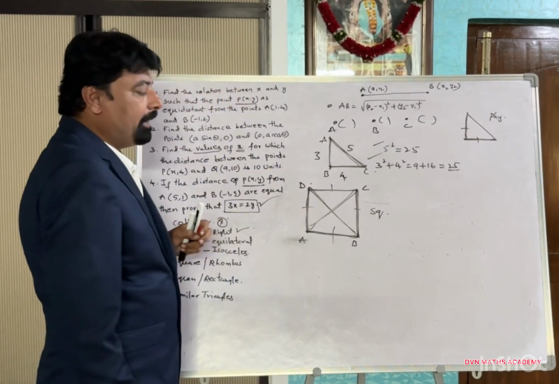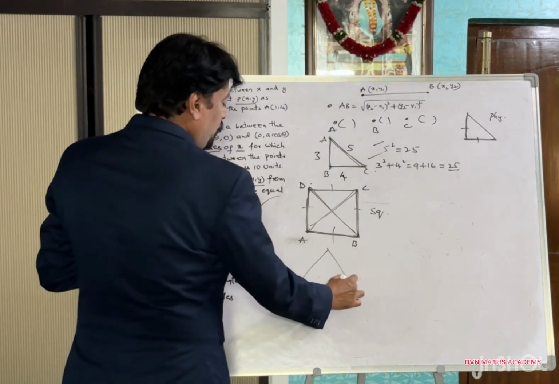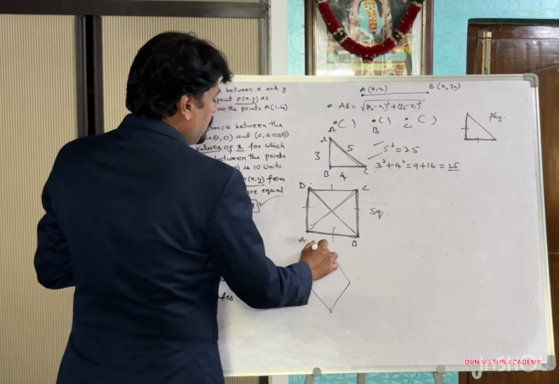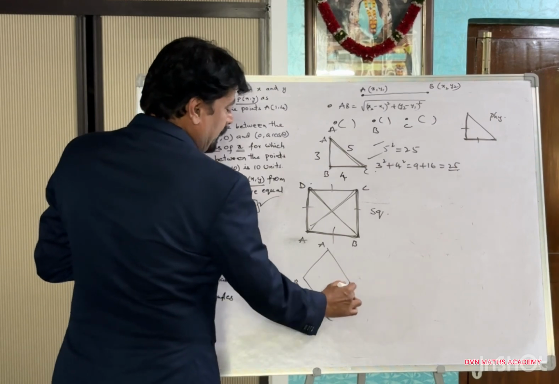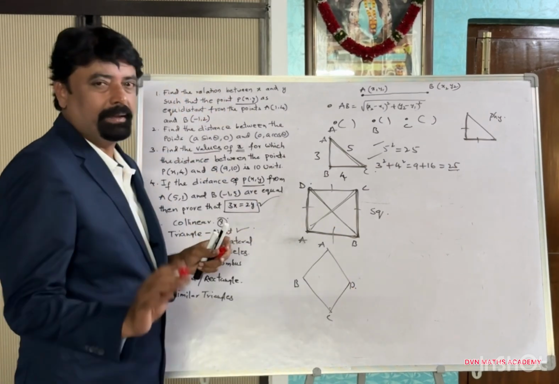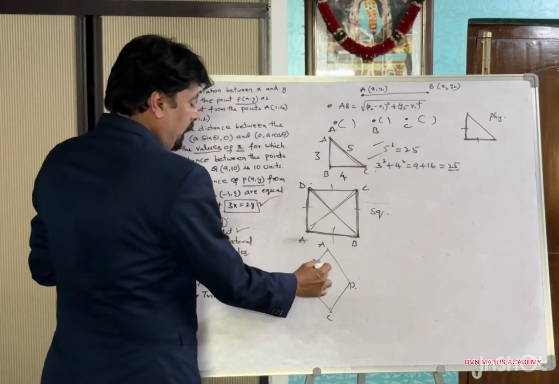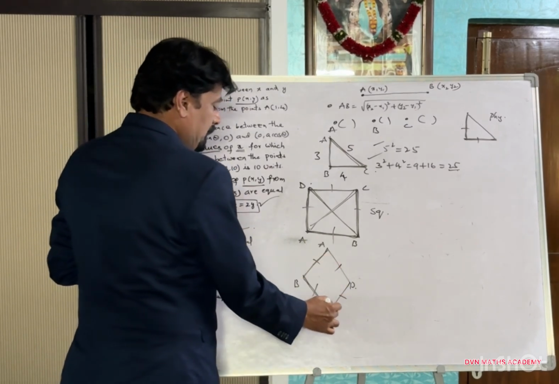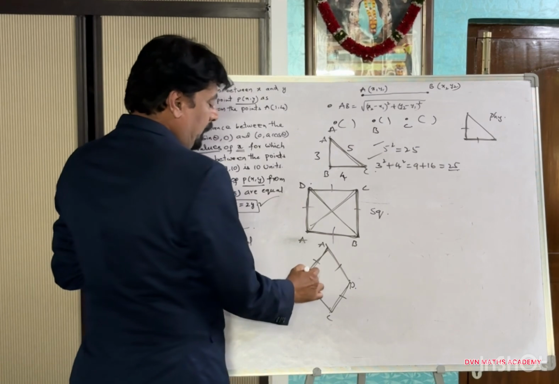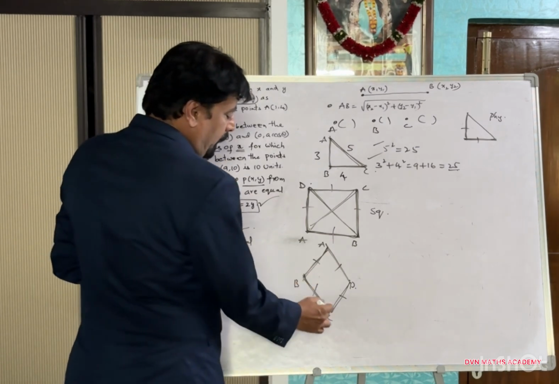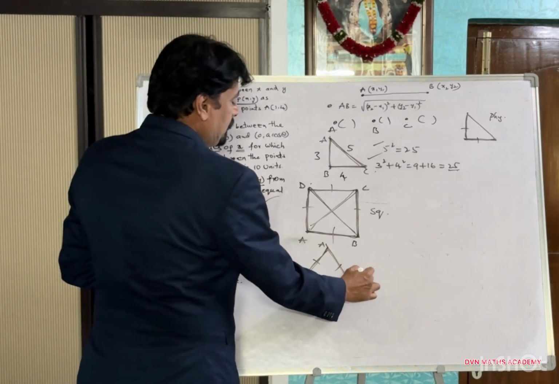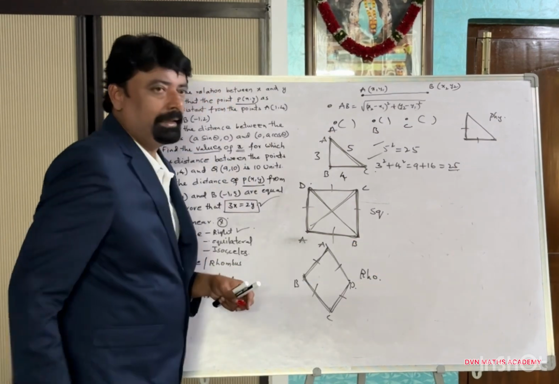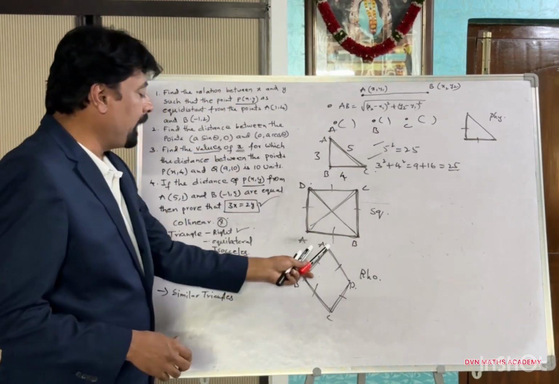For example, sometimes he will ask you to prove it is a rhombus. Rhombus means you don't want to find the diagonals, just you prove all four sides are equal. Here also you use the distance formula. By using distance formula, you can find each side. So if all sides are equal, just you write it is a rhombus. You don't want to find the diagonals.